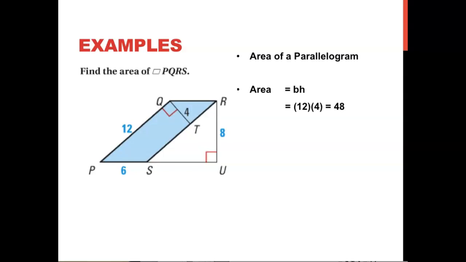Now that's not the only way you can see the base and the height. You can see here that the base could also be PS, and then the height would have to be perpendicular to it. In this case it would be 8. You can see that on the far right. So you could also find it that way, and you would find that this would be 6 times 8, which is also equal to 48. So the area is definitely 48 units squared. In both cases, notice that the base and the height that were used are perpendicular to each other.